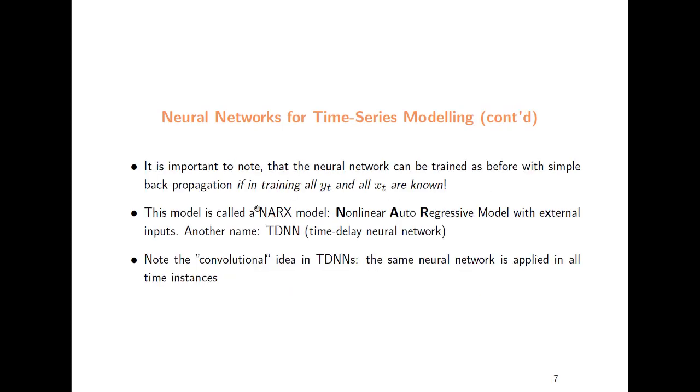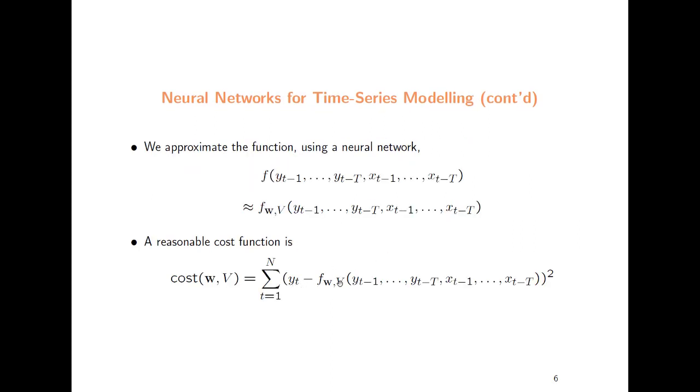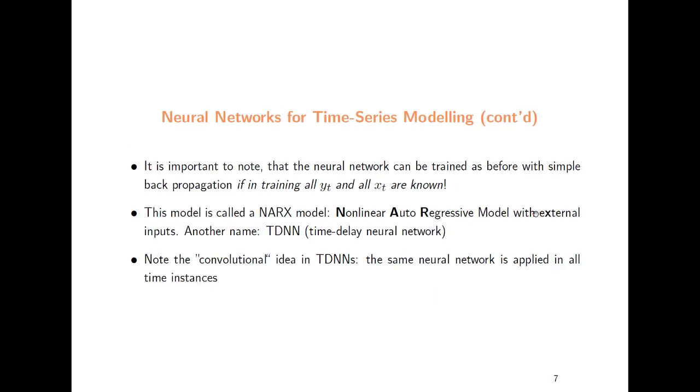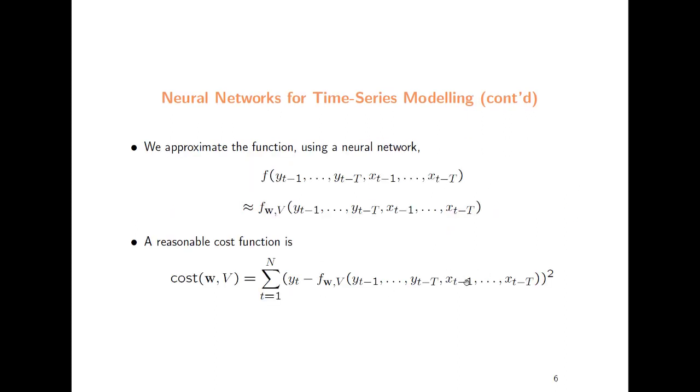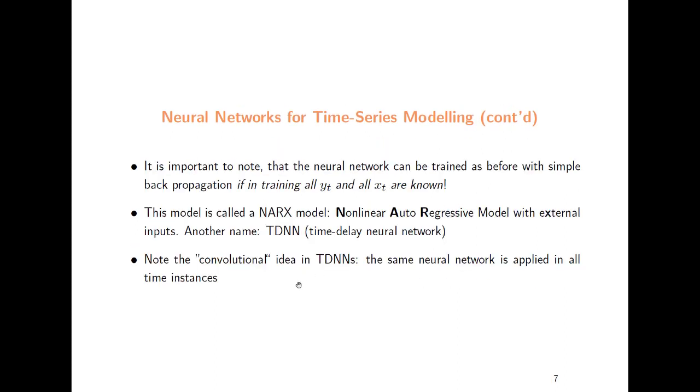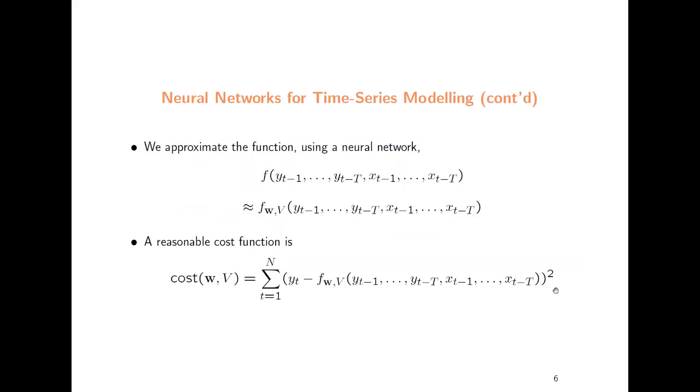And yeah, this is called NARX. So N is for nonlinear. Autoregressive means that we are predicting the time series based on its own values in the past, and X is for external inputs, which would be this x of t. In neural networks, sometimes this architecture is also called TDNN for time delay neural networks. And note that there's this convolutional idea here that we are sort of shifting the same model over time. So similar to how we shifted the kernel in convolutional neural networks, here we are shifting this same pattern in time.